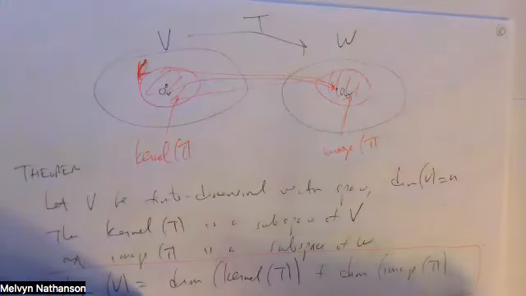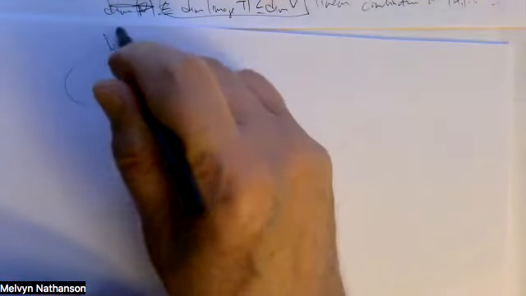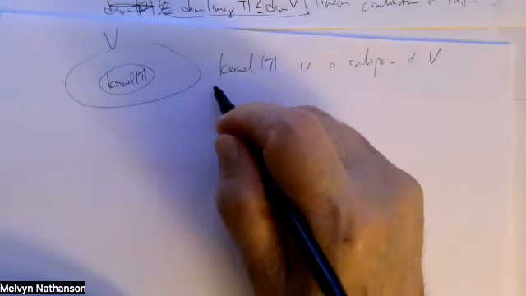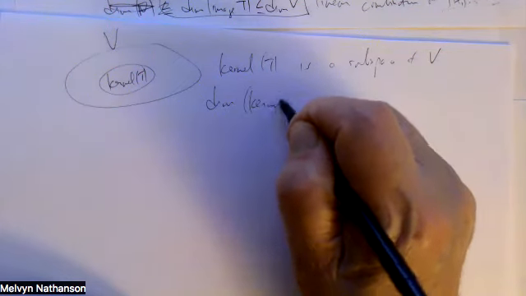So how can we prove this theorem? We have V, and sitting inside V is the kernel of T. The kernel of T is a subspace of V. Suppose we let the dimension of the kernel of T be equal to K, because every vector space has a basis.